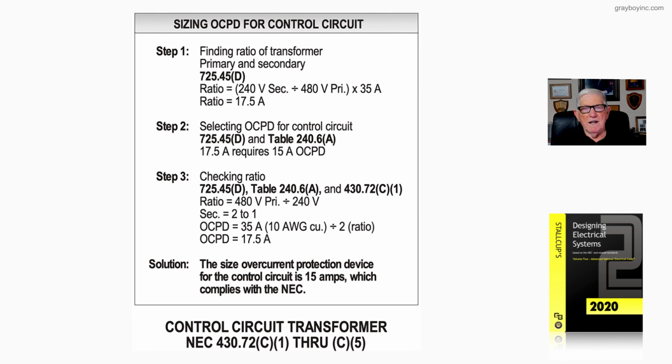The overcurrent device for the control circuit is 15 amps, and that complies with the NEC. And that's what this illustration 18-54 is illustrating.